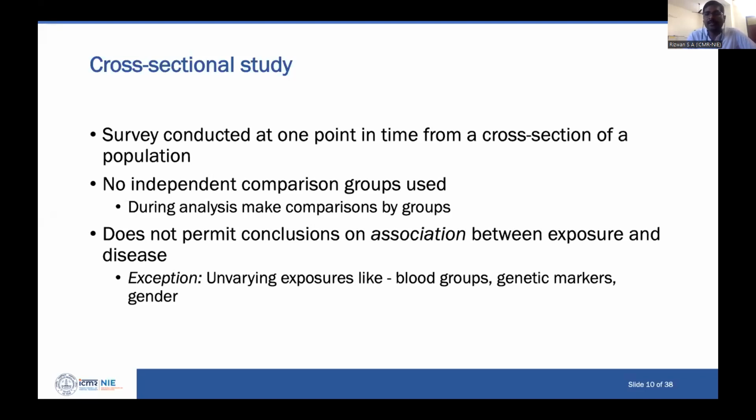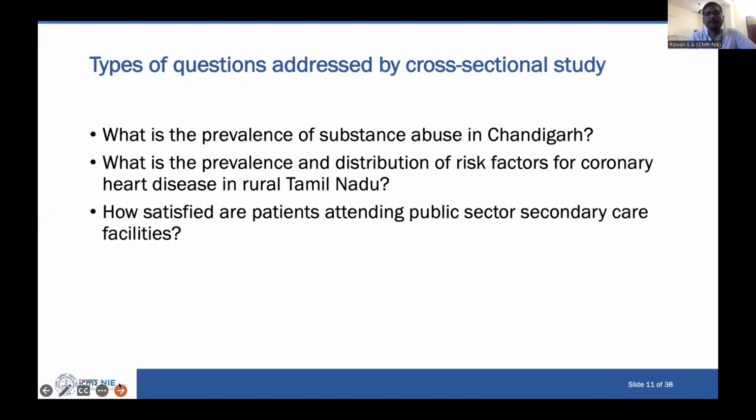So the important feature or the main thing to note here is there is no independent comparison group, and it is conducted at one point in time, and it is a cross-section of the study population. So these are some of the study questions that will be answered by cross-sectional studies. What is the prevalence of substance abuse in Chandigarh? What is the prevalence and distribution of risk factors for coronary heart disease in rural Tamil Nadu?